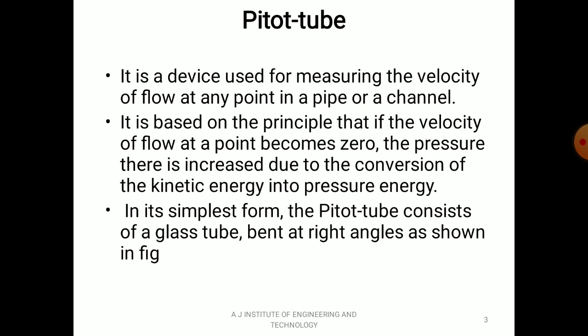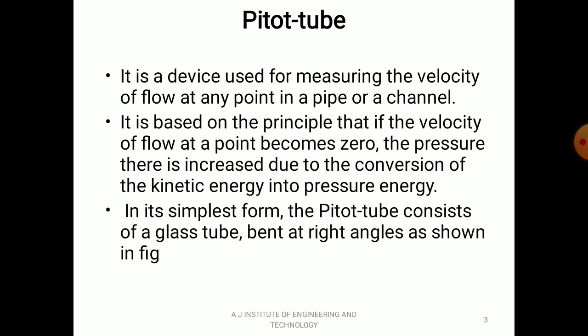A pitot tube is a device used for measuring the velocity of flow at any point in a pipe or channel. We used the venturimeter and orifice meter to measure the discharge of fluid through a pipe, that is, those are used to find Q. Now the pitot tube is different from the venturimeter and orifice meter. It is a device used to measure the velocity of flow at any point in a pipe or channel.